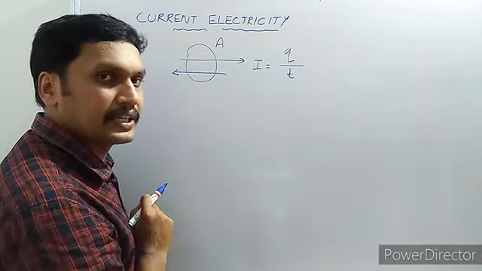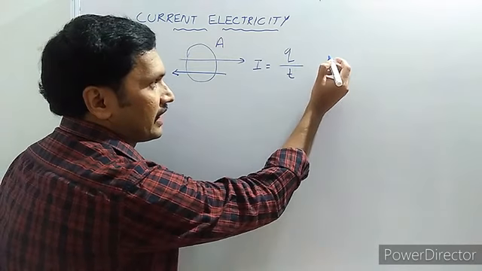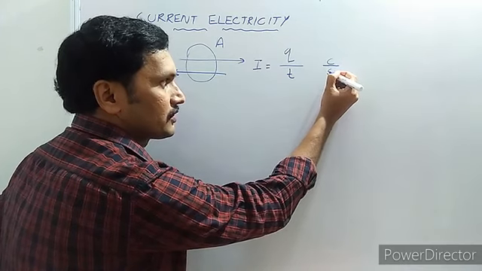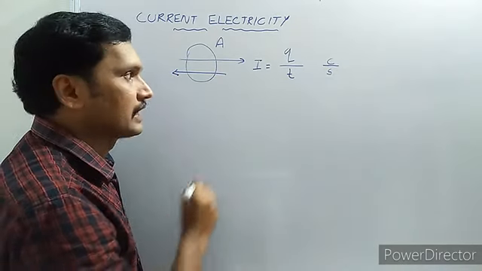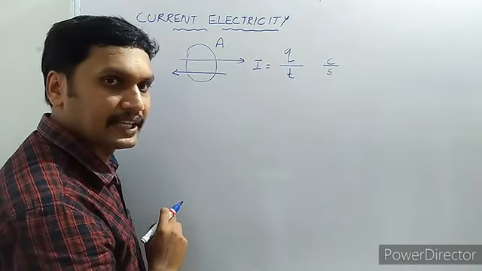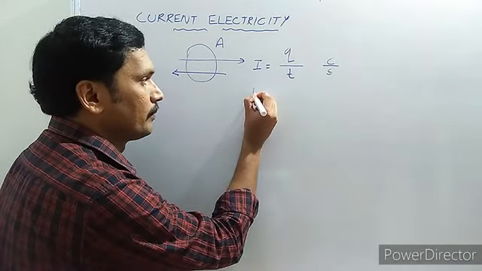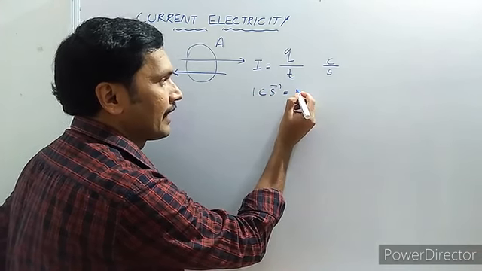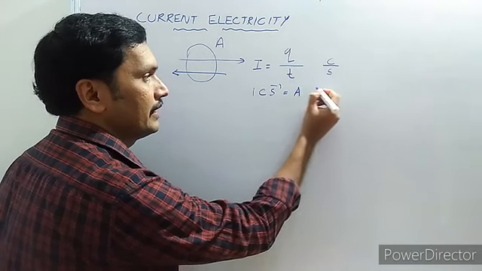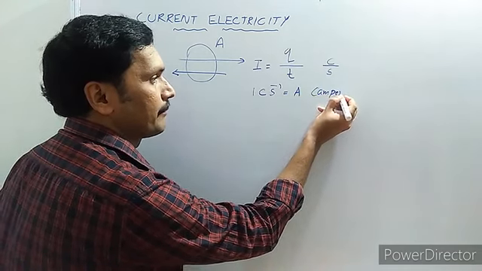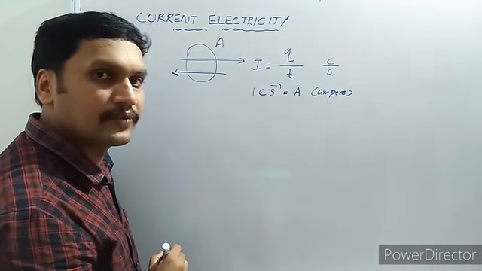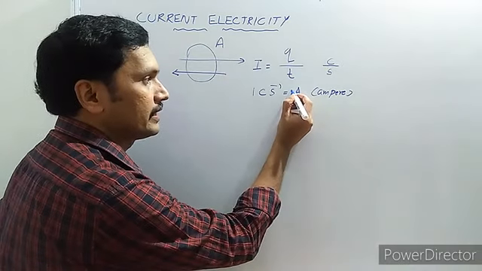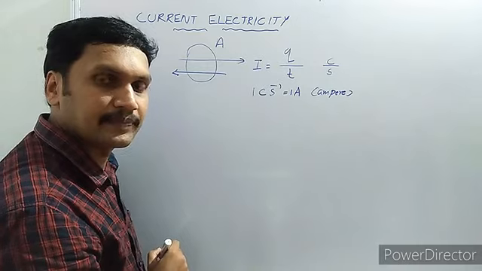The unit of electric current: you know that the unit of charge is coulomb and the unit of time is second. So the unit of electric current is coulomb per second, and 1 coulomb per second is commonly known as ampere, denoted by a simple A. Ampere is the SI unit of electric current. 1 ampere is equal to 1 coulomb per second.